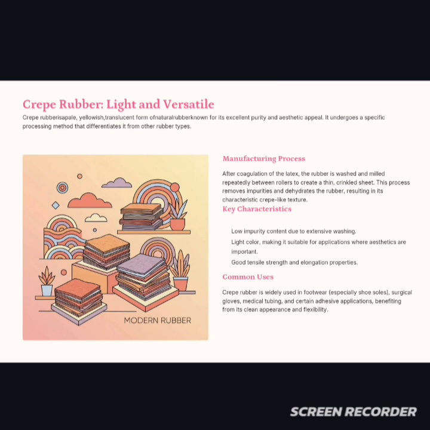Manufacturing process. After coagulation of the latex, the rubber is washed and milled repeatedly between rolls to create a thin, crinkled sheet. This process removes impurities and dehydrates the rubber, resulting in its characteristic scraper-like texture. Key characteristics: low impurity content due to extensive washing, light color, making it suitable for applications where aesthetics are important, good tensile strength and elongation properties.